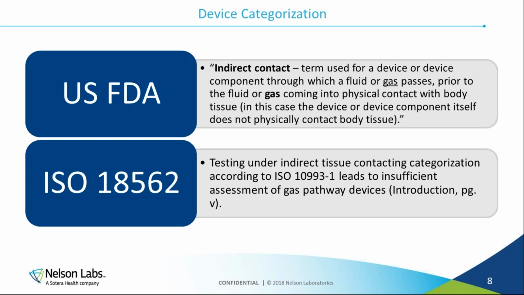So when we talk about writing our initial risk assessment, we would want to include the 10993 guidance documents because those are horizontal, they're very broad, they give us a place to start, but we want to include the appropriate vertical standards. And so for gas pathway, that would be 18562.